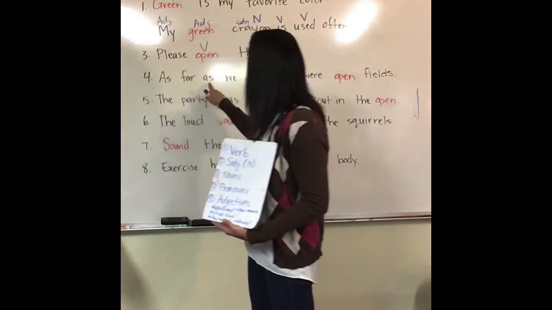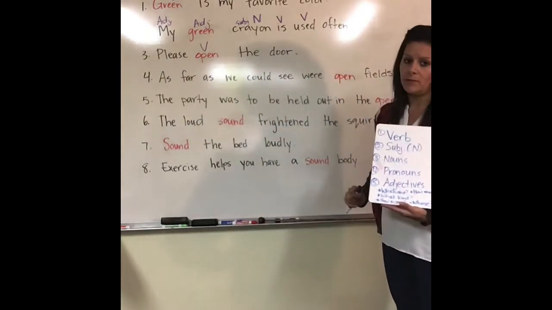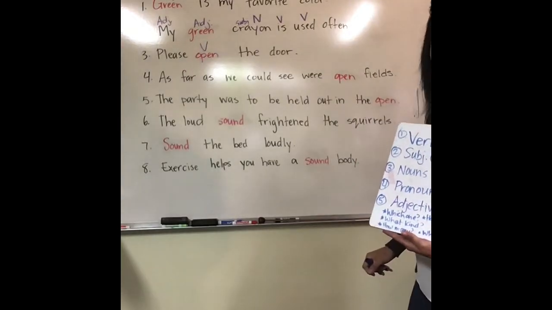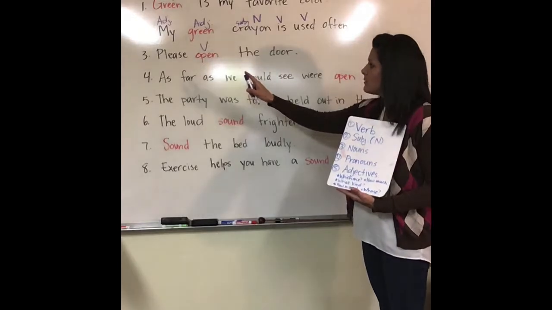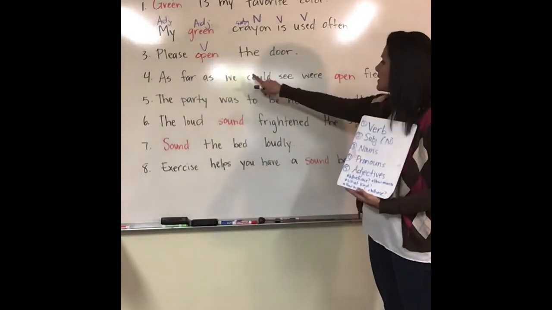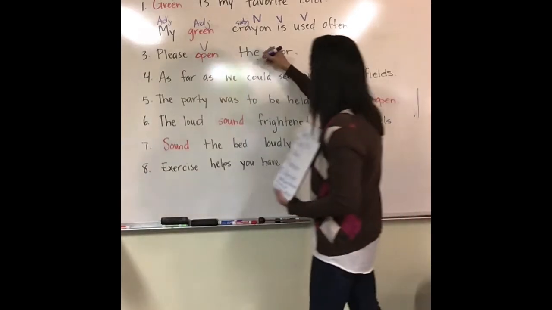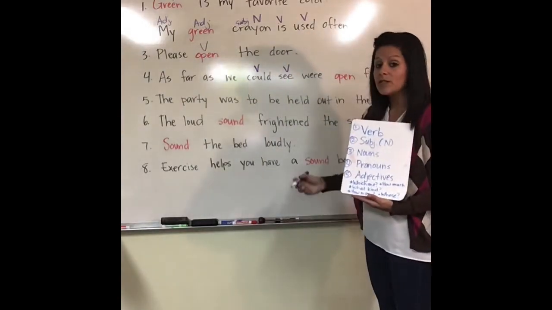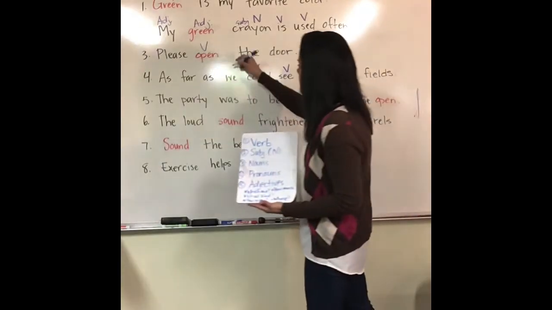The next one says, as far as we can see, we're open fields. Let's see the sentence. Okay? Well, let's look at that. What is the verb first? You should have said, could see. That's our verb. What could see? Who could see? We could see.